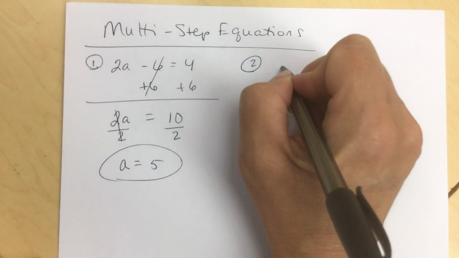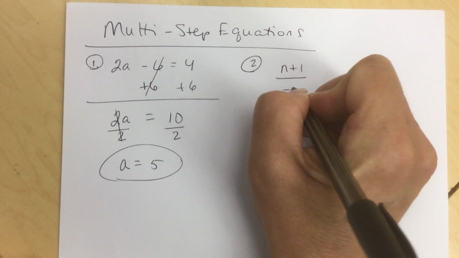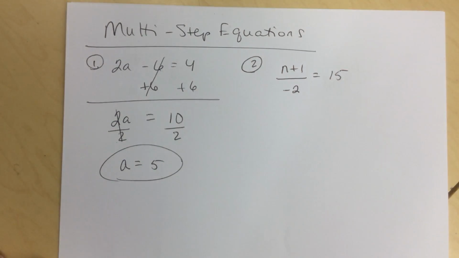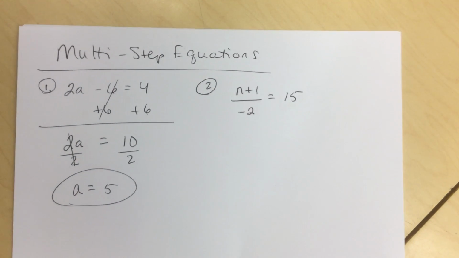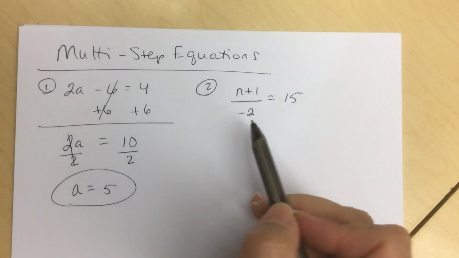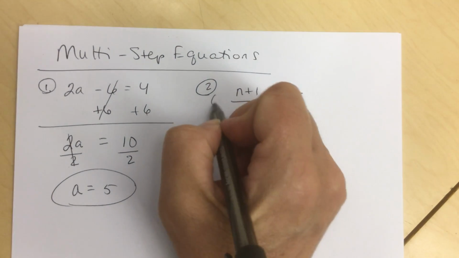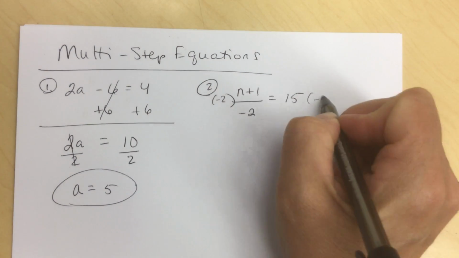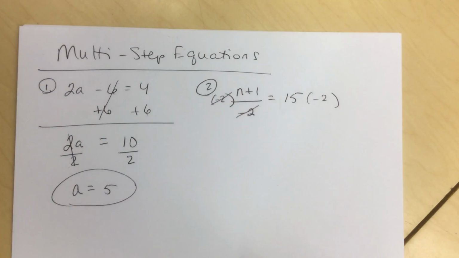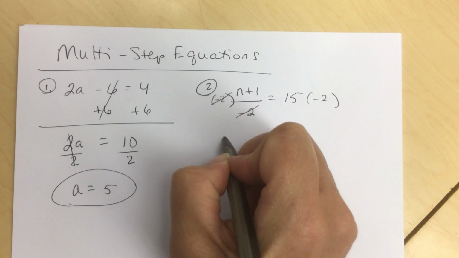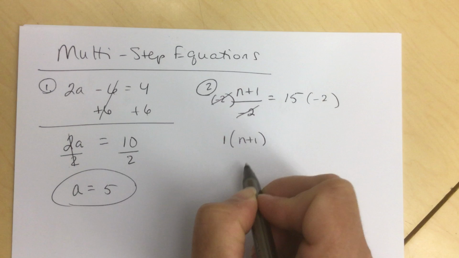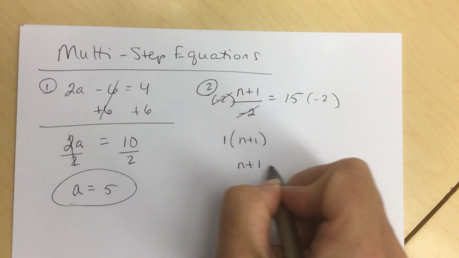n plus 1 divided by -2 is equal to 15. Okay, n plus 1 divided by -2 equals 15. So I'm going to start with the -2. I'm going to multiply both sides by -2. -2 divided by -2 is 1. So basically, you don't have to write this step, but you now have a 1 times n plus 1. I don't write that, I just write n plus 1.